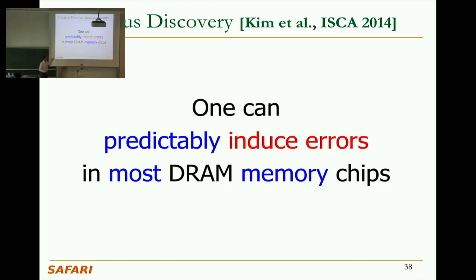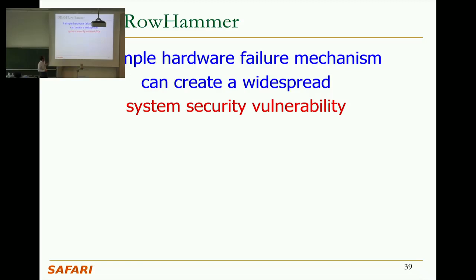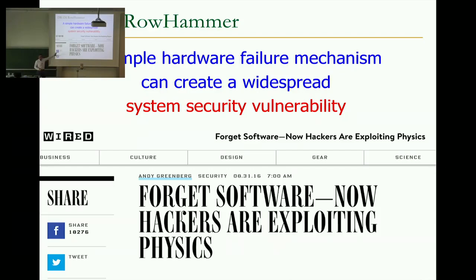Essentially, one can predictably induce errors in most DRAM memory chips. We tested DRAM chips, and we found out that you can disturb the cells around the cells you're accessing. This is called the RowHammer problem. I'm going to give you an example of it. Essentially, it's a simple hardware failure mechanism that can create a widespread system security vulnerability. People actually wrote articles that look like this. I like this one particularly because it's in Wired, and it says, forget software, now hackers are exploiting physics. And it's actually true, I think.